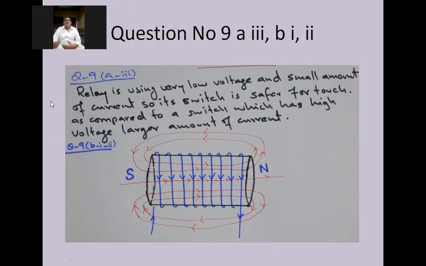A relay is using very low voltage and a small amount of current, so its switch is safer to touch as compared to a switch which has high voltage and a larger amount of current. Relay is operated on a very low voltage and very small amount of current, so its switch is very safe to touch for the human.